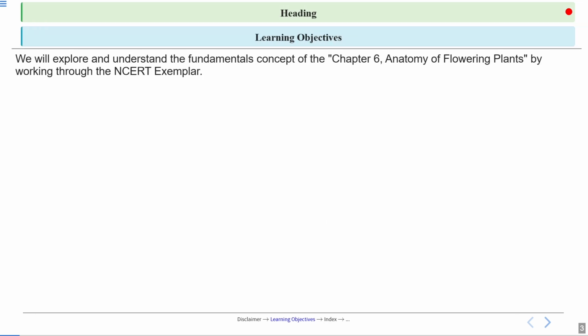Today's session learning objective: we will explore and understand the fundamental concepts of Chapter 6, Anatomy of Flowering Plants, by working through the NCERT Exemplar. So we will solve the NCERT Exemplar questions, and this will help you to understand the fundamental concepts related to this particular chapter.